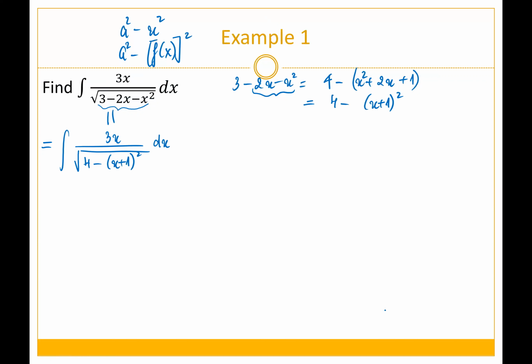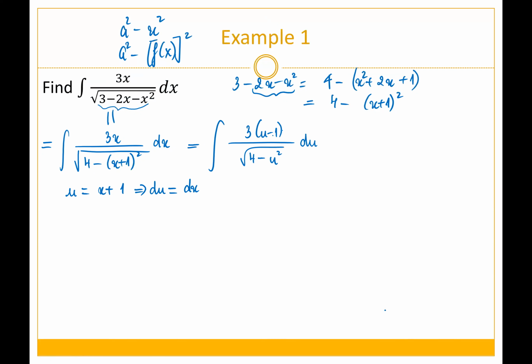Now, as I said, you can clearly see that you can do trig sub here, but you have to resolve the x plus 1. So what I'm going to do is put u as x plus 1, du is dx. Then this is now equal to 3 times u minus 1, over the square root of 4 minus u squared, du.